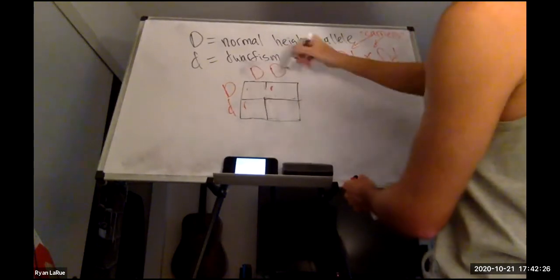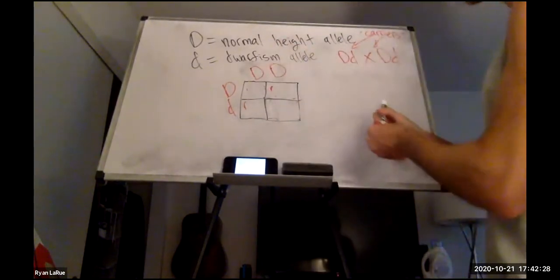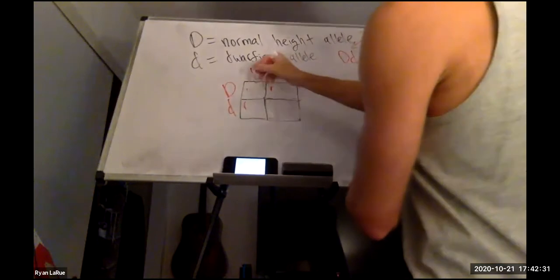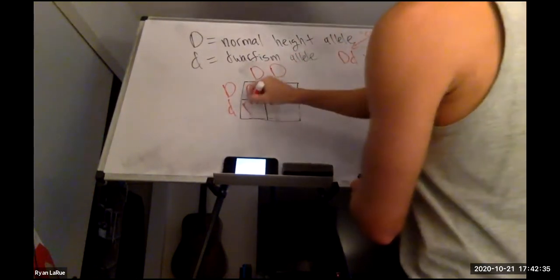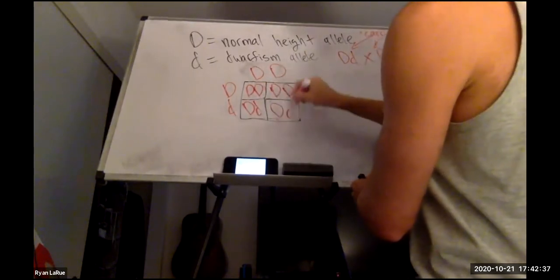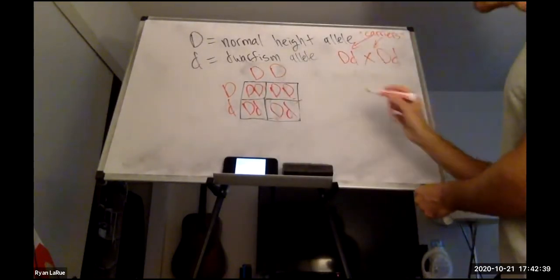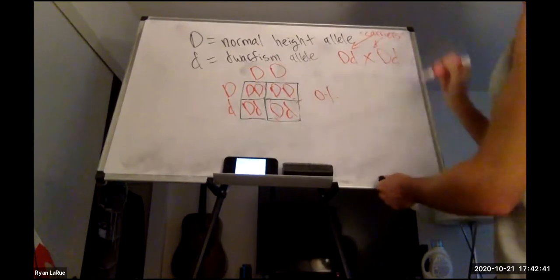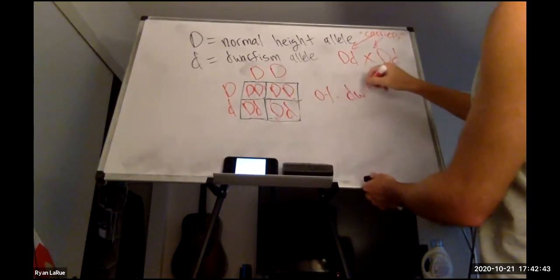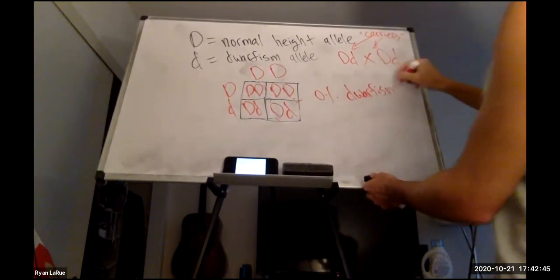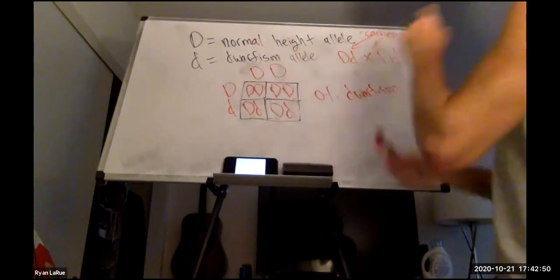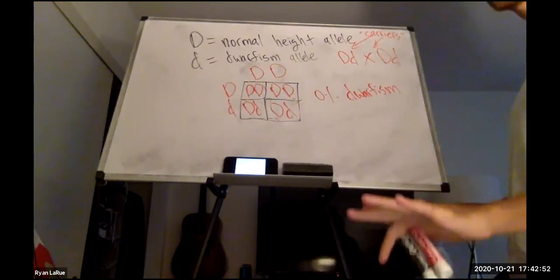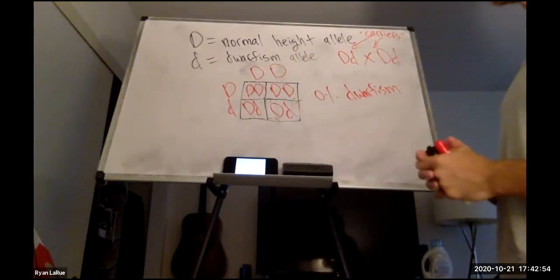But when I do my Punnett square, you'll notice there's now a 0% chance of dwarfism, right? There's no little d little d genotype possible. So no matter how many children those parents have, there's no possible chance they'd have a child with dwarfism.